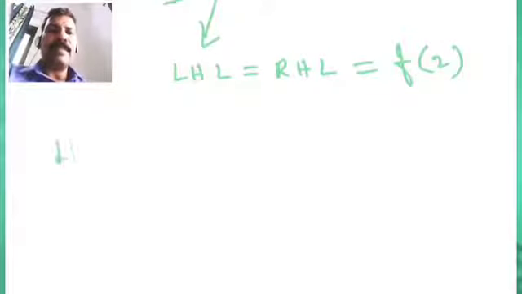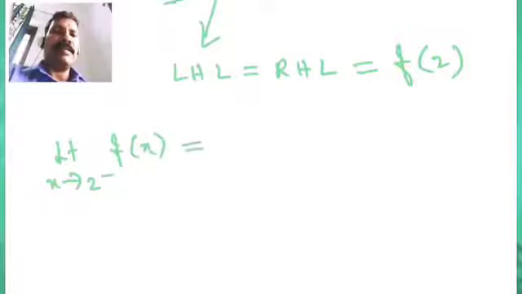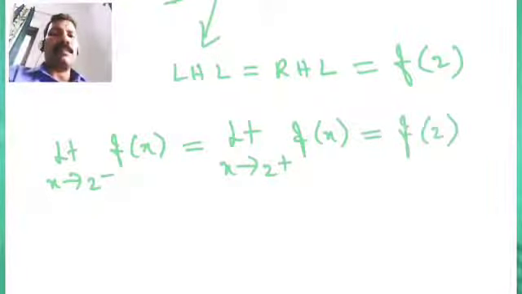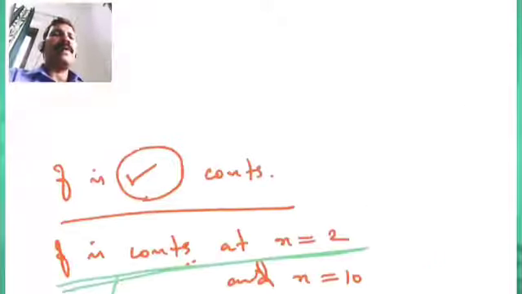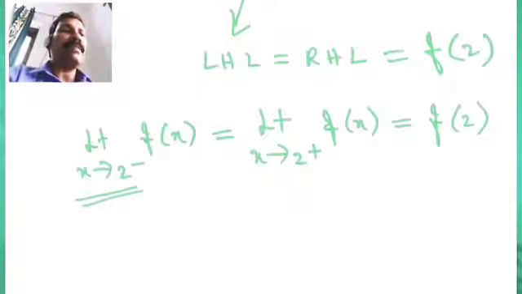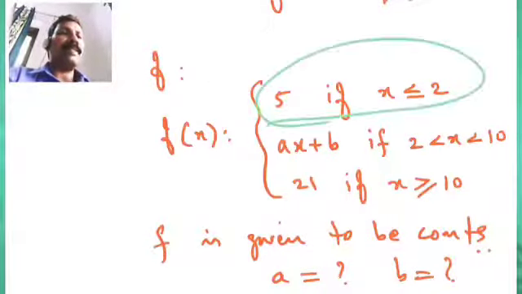That is, limit as x tends to 2 minus, the left hand limit of f of x, is equal to the right hand limit, limit as x tends to 2 plus of f of x, and that is equal to f of 2 here. Now x tends to 2 minus means x is less than 2. When x is less than 2, what is the value of the function? You can see the value of the function is 5.